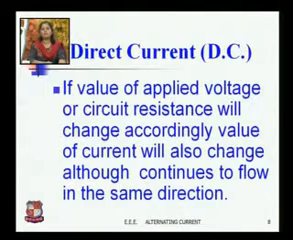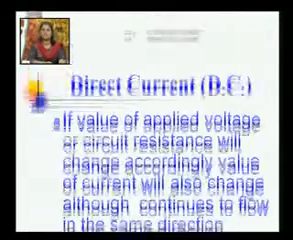If the value of applied voltage or circuit resistance changes, the value of current will also change accordingly, although the direction of current remains constant. So this type of current is known as direct current, in which the direction of current will never change. Magnitude of current may change if the circuit element changes.